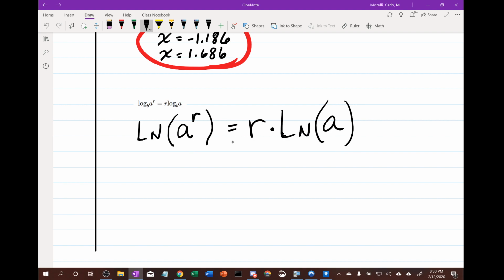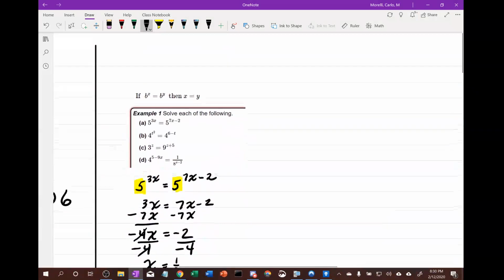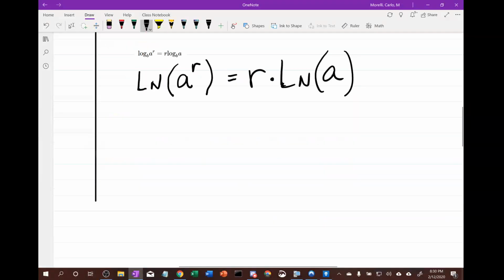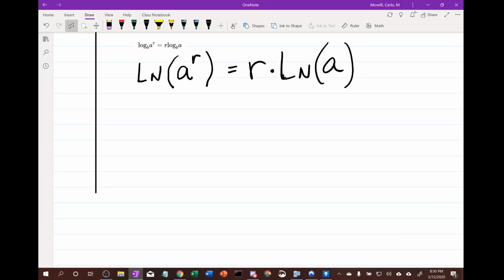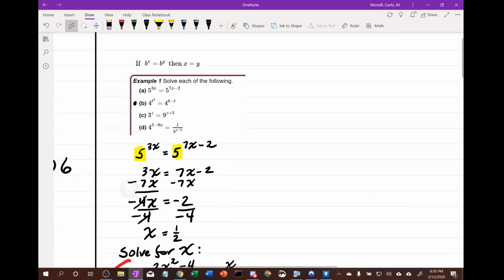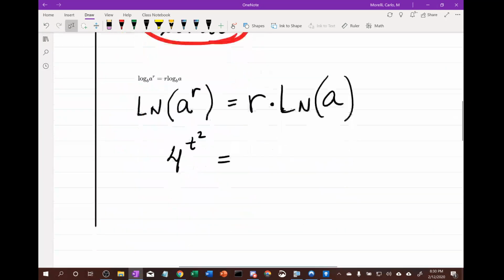Now I know when you see letters only, it makes no sense. But let's go back and do Paul's example. Let's do the next example, example B: 4 to the t squared equals 4 to the 6 minus t.